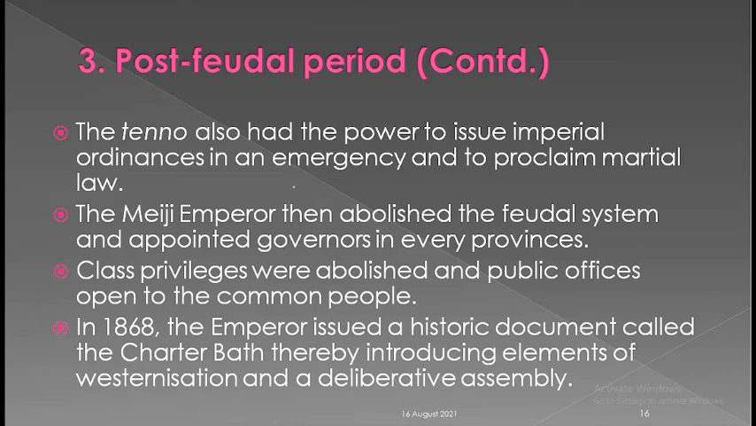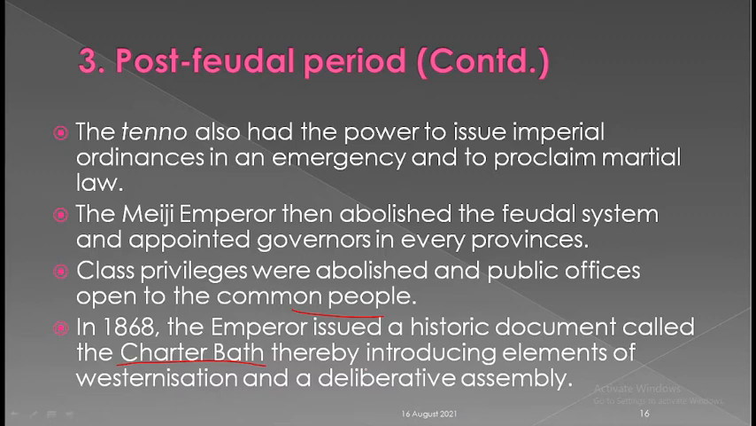Now, the Tenno also had the power to issue imperial ordinances in an emergency and to proclaim martial law. The Meiji emperor then abolished the feudal system and appointed governors in every province. Class privileges were abolished and public offices opened to the common people. In 1868, the emperor issued a historic document called the Charter Oath, thereby introducing elements of westernization and deliberative assembly.